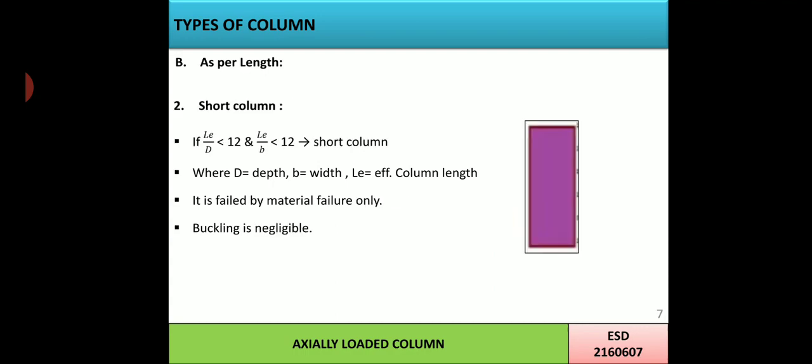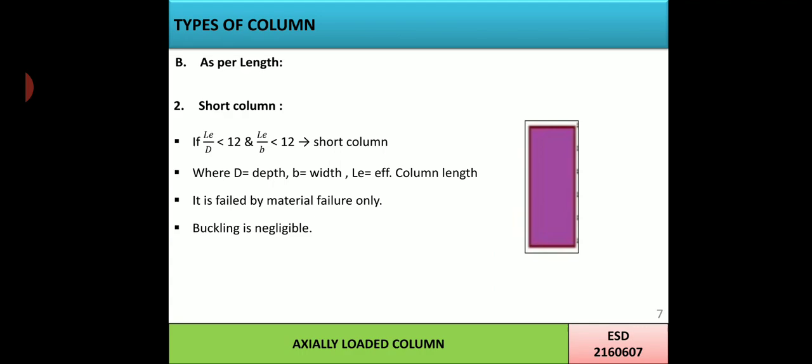Now next, that is the short column. It is exactly opposite of the long column. If the length of the member is less than its cross sectional dimension, then it is called a short column. The condition is also exactly opposite to the long column: LE by D and LE by B should be less than 12. It fails because of material failure, and buckling is negligible in case of a short column.